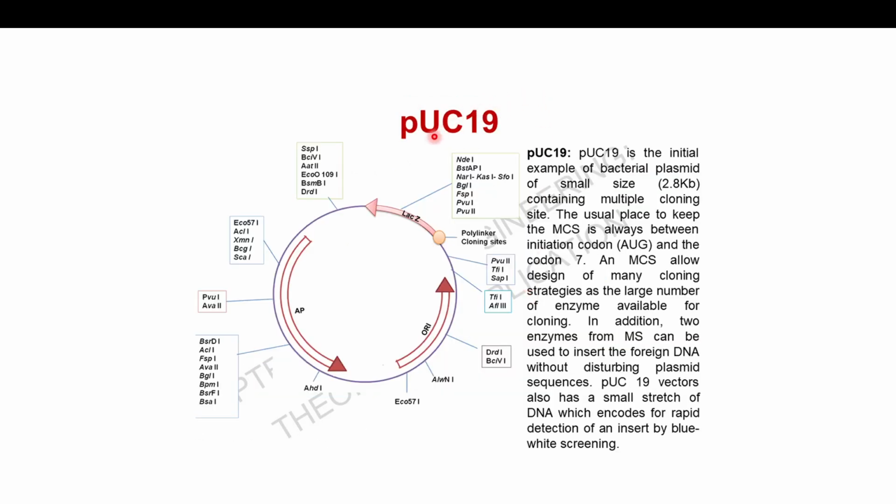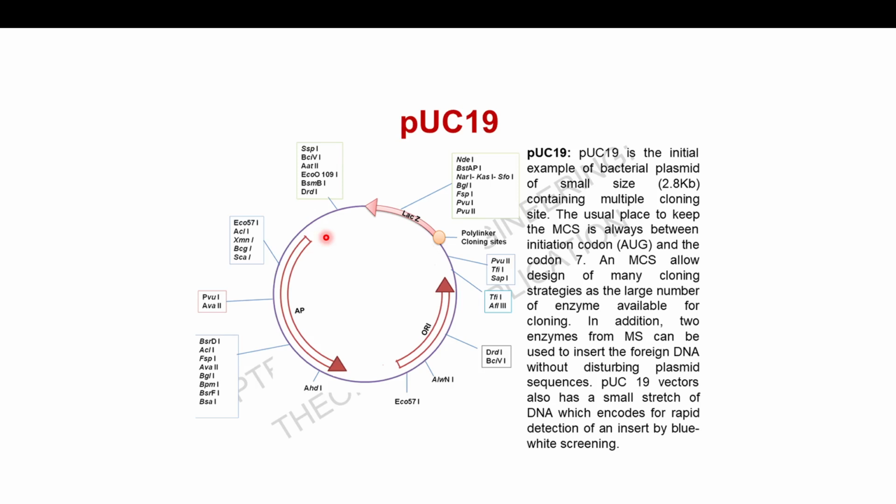There is another very widely used vector in day-to-day laboratories, for everyday purposes. That's pUC19. pUC19 is the initial example of a bacterial plasmid having a small size of around 2.8 kilobases, containing a multiple cloning site.